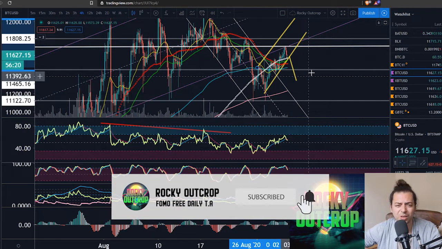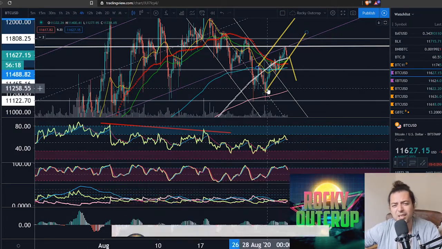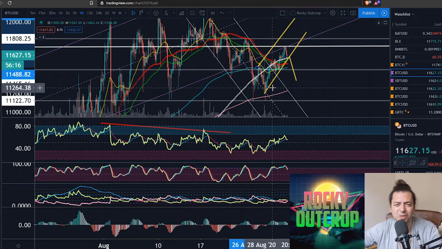Now, of course, prior price action is not necessarily going to determine the future of things. None of this is financial advice, and I'm not a financial advisor. And of course, always do your own research.